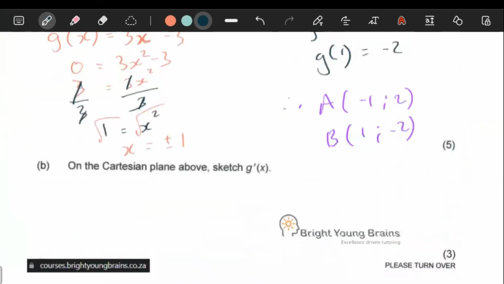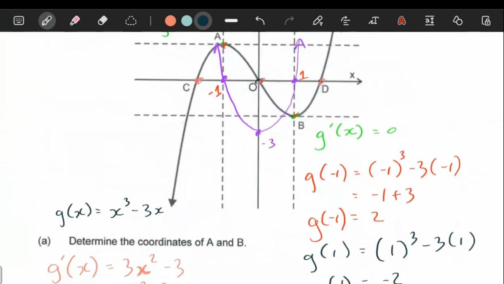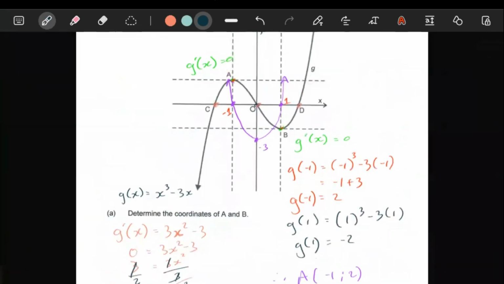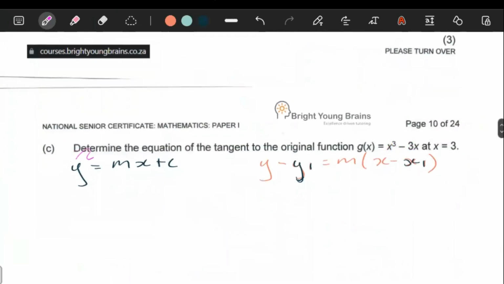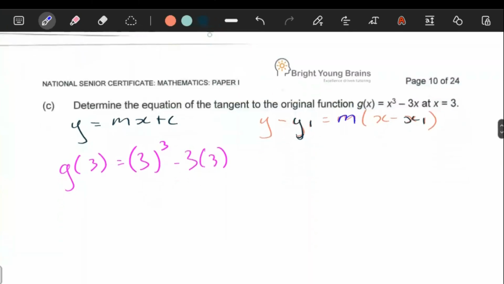Since they say they meet where x is 3, we can get the y value using the original equation of our curve. The original equation of our curve is going to give us the coordinate, x1 and y1. So we need that, and then we also need the gradient. Getting x1 and y1, we have 3 cubed, which is 27, minus 9.